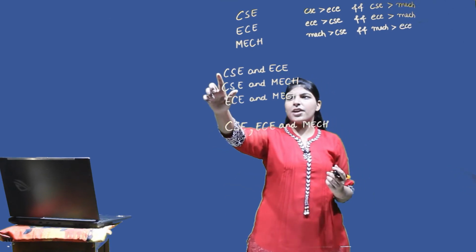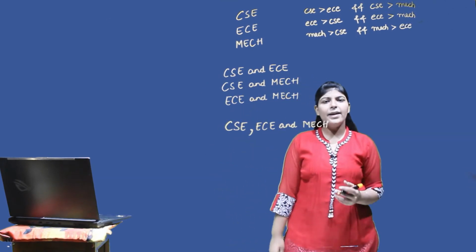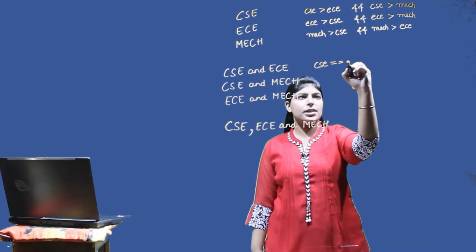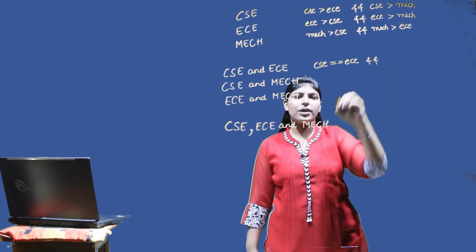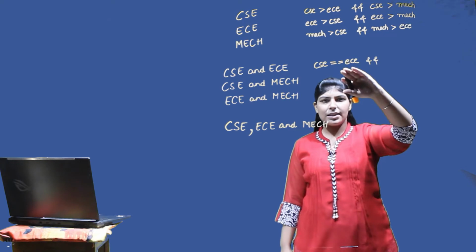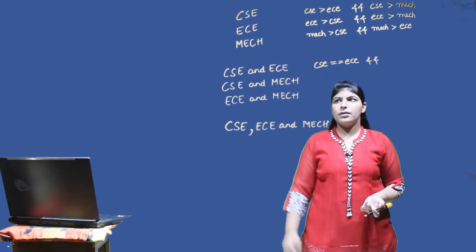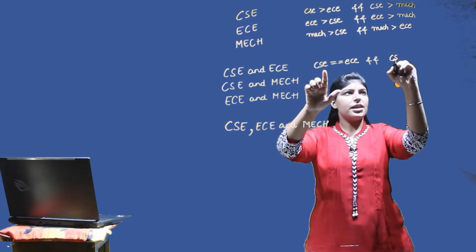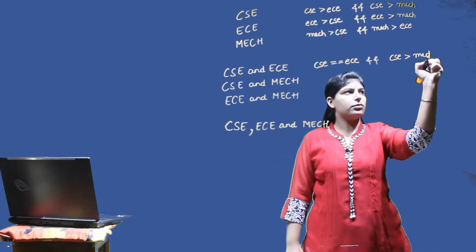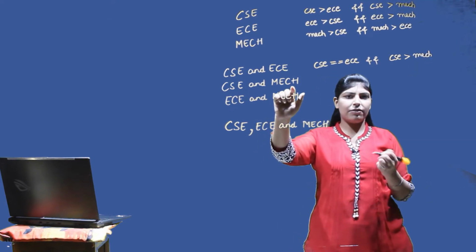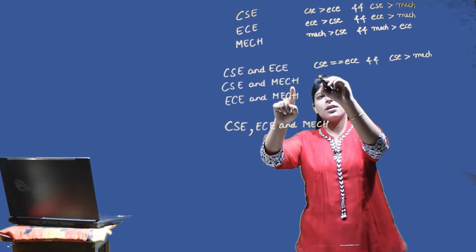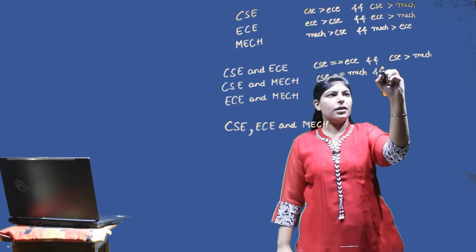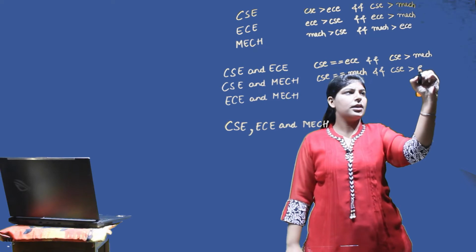Now let's see the next case when we have CSC and EC as equal and they have the maximum number of placements. So the first condition could be CSC equal to EC and this number should be more than Mechanical. Because if this number is less than Mechanical, even though they are equal, this condition will be true and Mechanical will have the highest number of placements. So we need to see CSC is greater than Mechanical also. Similarly, if CSC and Mechanical have an equal number of placements and the maximum placements, they should be equal and the number of placements should be more than EC, so CSC more than EC.